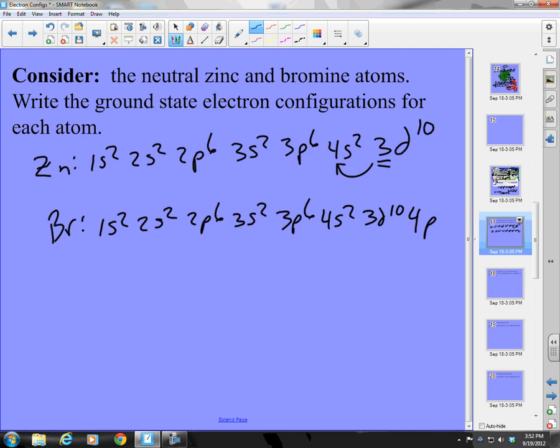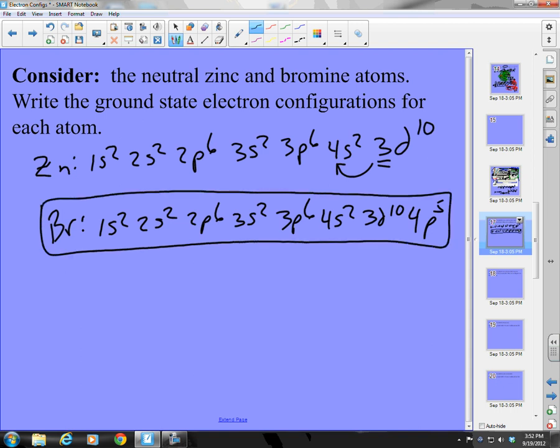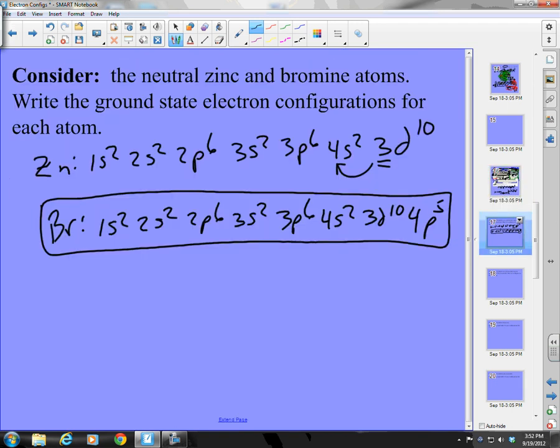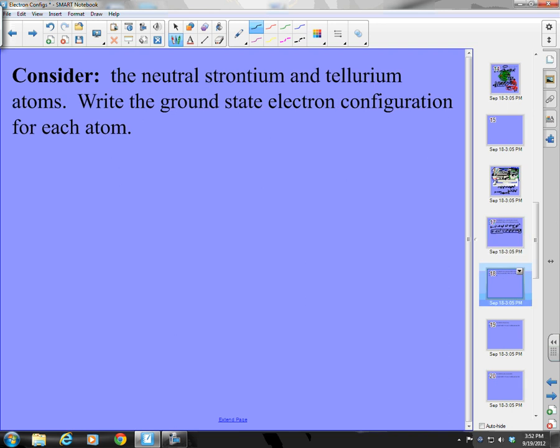4p, what? 1, 2, 3, 4, 5. 4p5. Got it? And you notice I had to look at the periodic table and I counted my 4p5. Is that what we said here? Yeah, 4p5. That's a winner, winner, chicken dinner. Great. All right. Let's see. Oh, here we go. A neutral strontium and tellurium. Okay, I think this is one you can do on your own. Give this a shot. Unpause me when you are done.